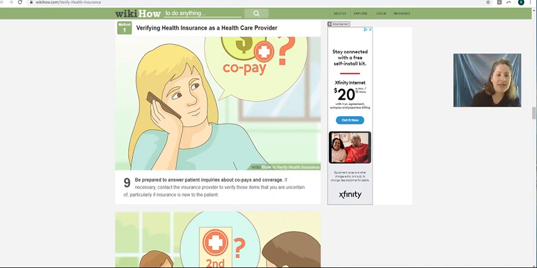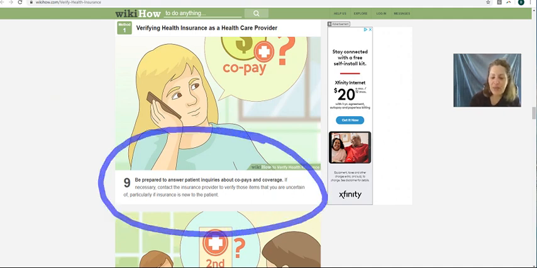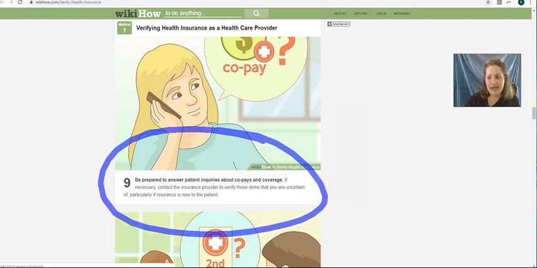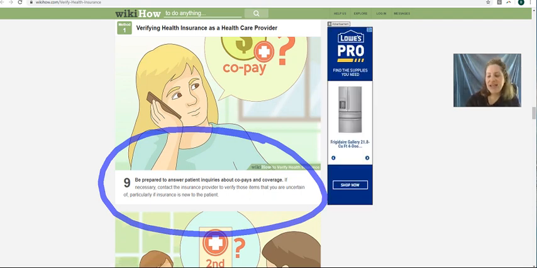Be prepared, this is a great slide. Be prepared to explain this to your patient. They may not understand what a deductible is, or why my deductible's met. Why do I owe you a copay? They may not understand how this works. So you have to be prepared to educate your patients on their own insurance. Okay? A lot of people don't understand how it works.